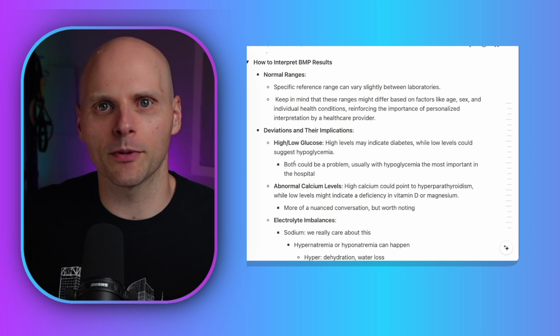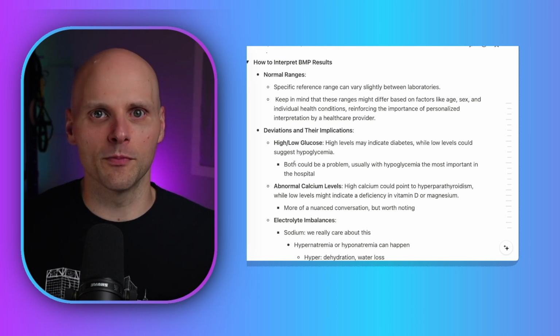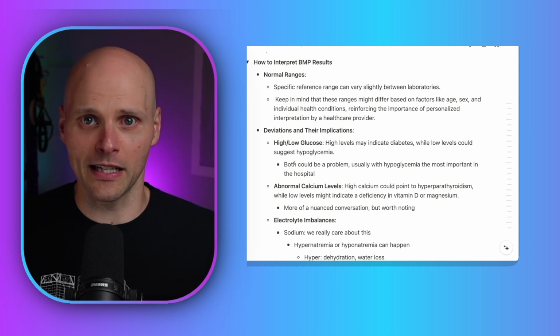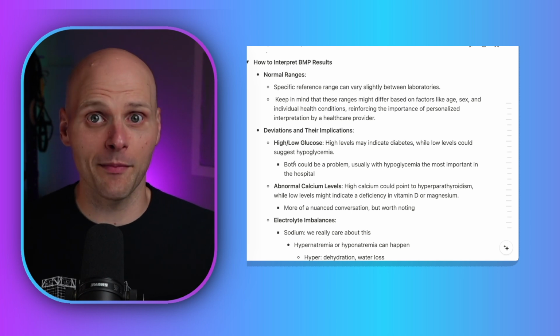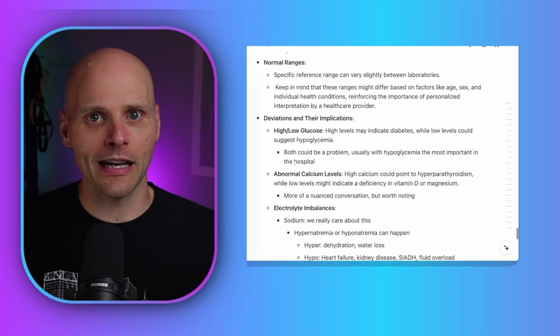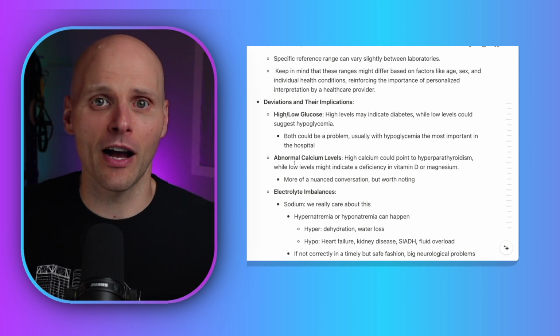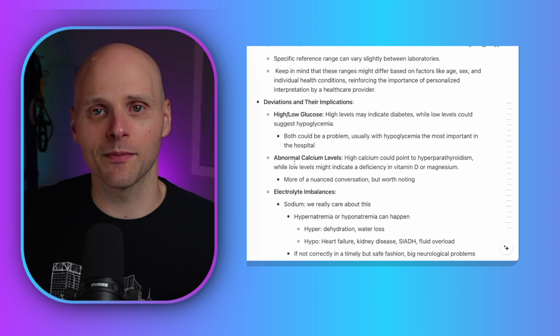Like glucose, for example, if we're very high or low, very high levels may indicate diabetes, while low levels could suggest hypoglycemia, which can be dangerous, and honestly maybe more dangerous than diabetes in the short term. So that's why we care about that a lot. Abnormal calcium is an issue. High calcium could indicate potentially hyperparathyroidism, while low levels might indicate something like a vitamin D deficiency or magnesium deficiency.